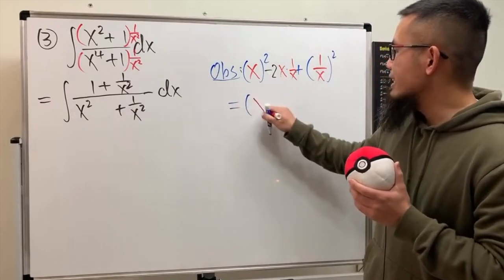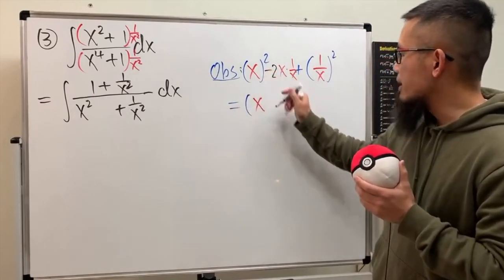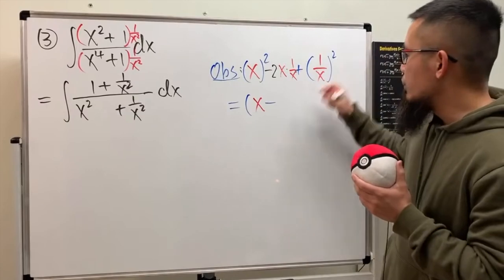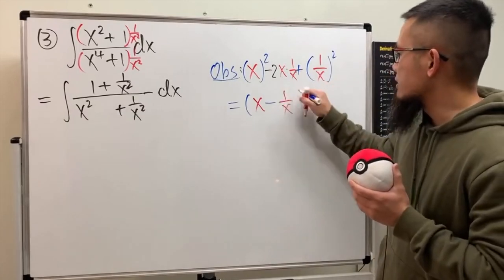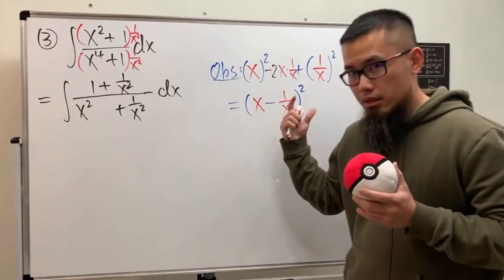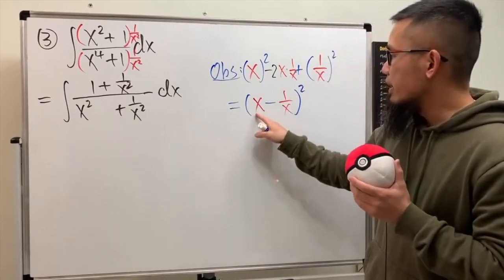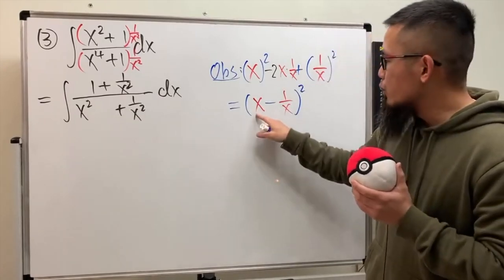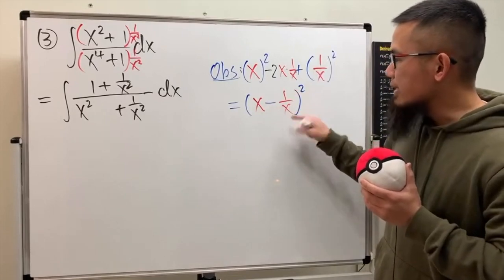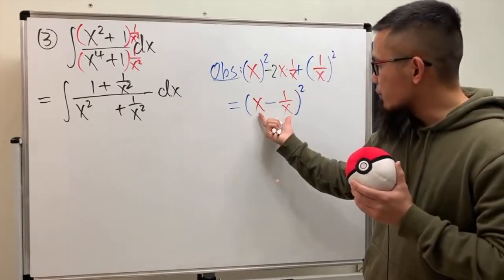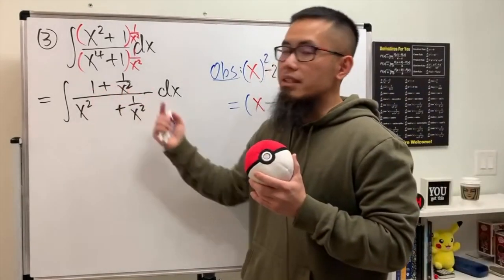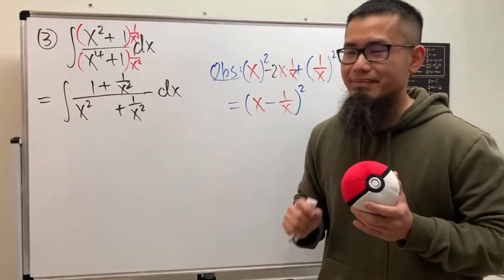This becomes x, and then because of the minus here, it's a minus here, and then we have 1 over x like so. The reason we want to do this is because we can then just do a u-sub, let u equal x minus 1 over x, and the differentiation for this is just going to be what we have on the top, and that's going to work out very nicely.